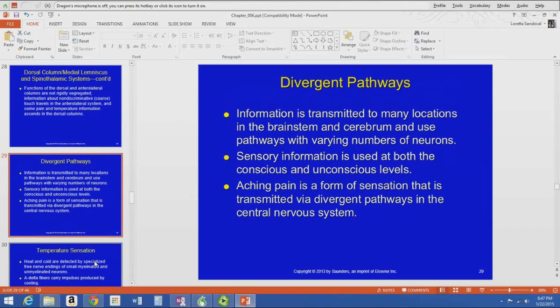So, divergent pathways: information is transmitted to many locations in the brainstem and cerebrum, and it uses pathways with varying numbers of neurons. So it's not necessarily a 3-neuron chain like in the conscious pathways. So the sensory information is used at both the conscious and the unconscious levels. Aching pain is a form of sensation that goes via the divergent pathways in the central nervous system, and that's the one that goes in the spinolimbic system. That's the one that you are aware of, and that's the one that keeps you awake because it goes in the spinoreticular system as well.